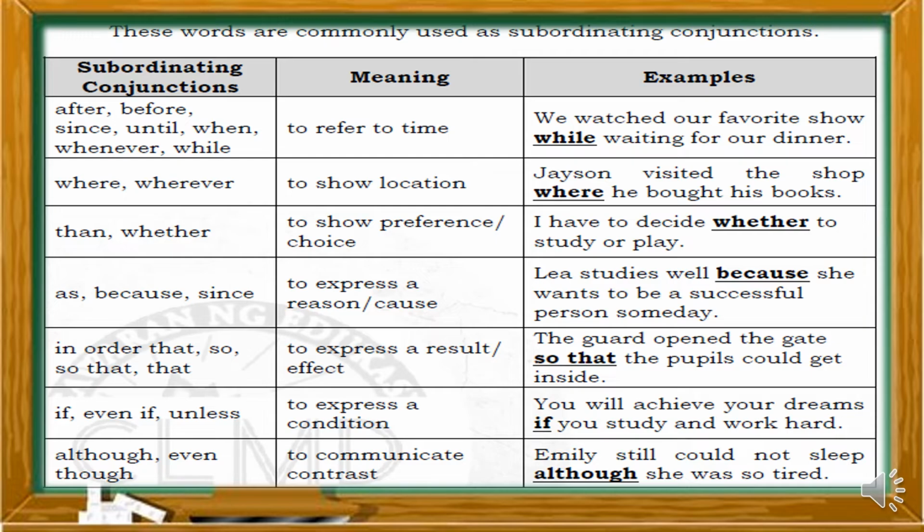Another set: if, even if, unless, which express a condition. Example sentence: you will achieve your dreams if you study and work hard. And the last set of subordinating conjunctions, we have although and even though, meaning to communicate contrast. Example: Emily still could not sleep although she was so tired.